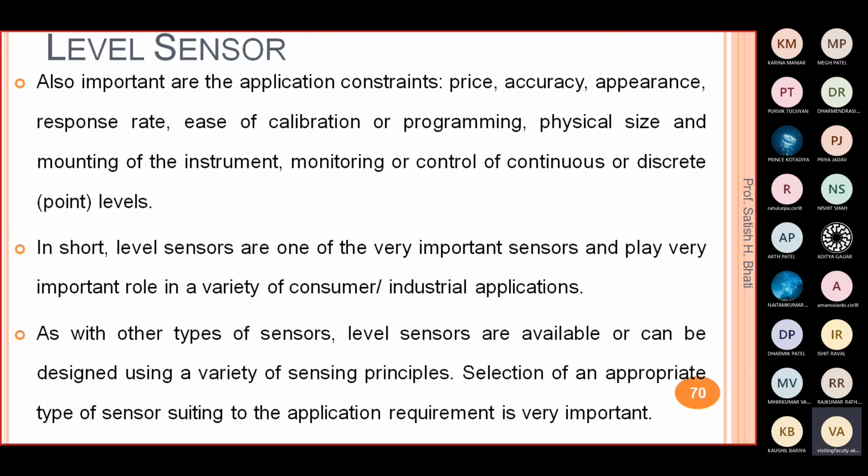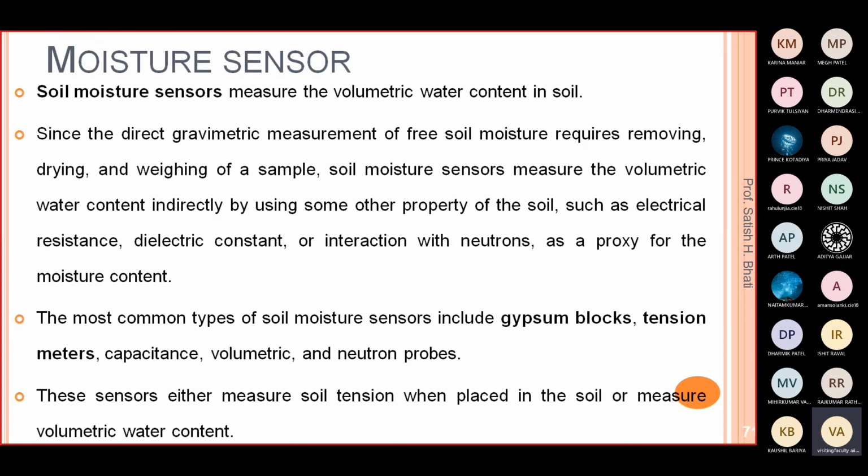Most of the time, we can say, in chemical plants we are using these level sensors. Next one is the moisture sensor. The moisture sensor we generally use to find the level of moisture inside the soil. That's why they are also known as soil moisture sensors, and they measure the volumetric water content in the soil.